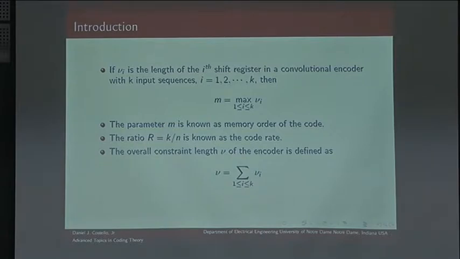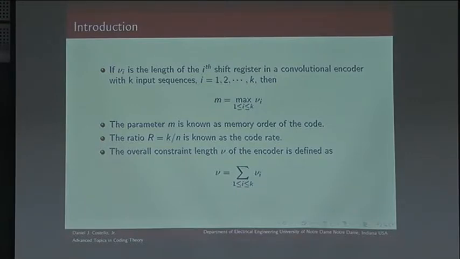So it's the total number of shift register stages in the encoder. Each input is associated with a shift register with nu sub i stages, and if we sum those up, we get the total number of shift register stages, total amount of memory, if you like. So there's a little distinction here. The memory order, M, is not the total memory in the encoder. It's the maximum memory associated with any input sequence. The total memory of the encoder is what we call the constraint length.